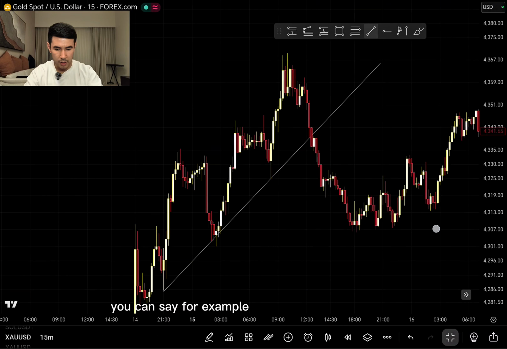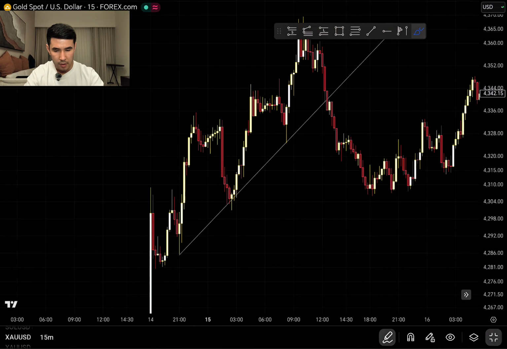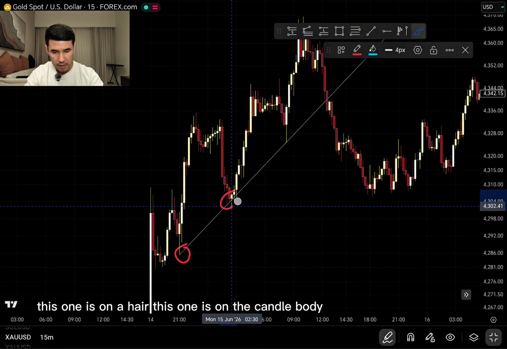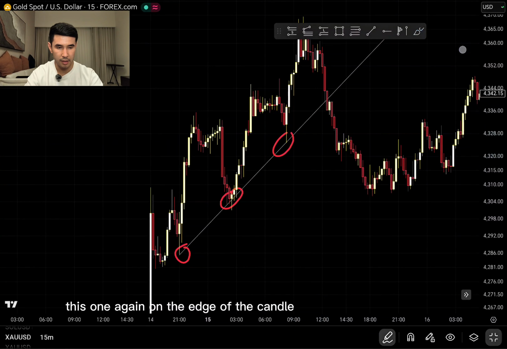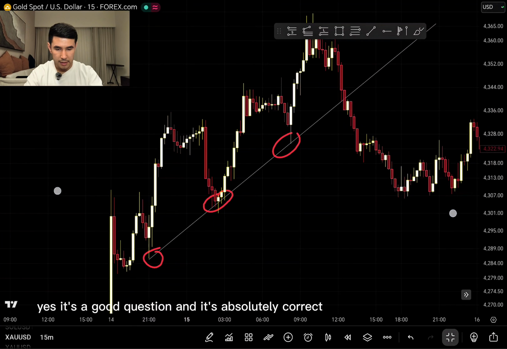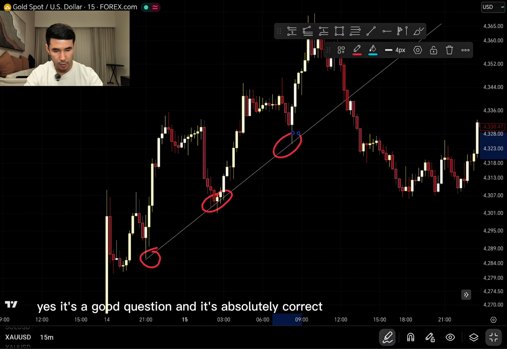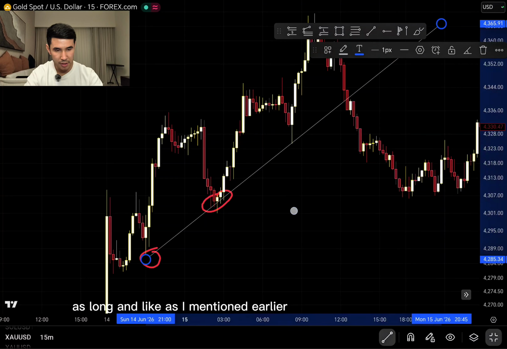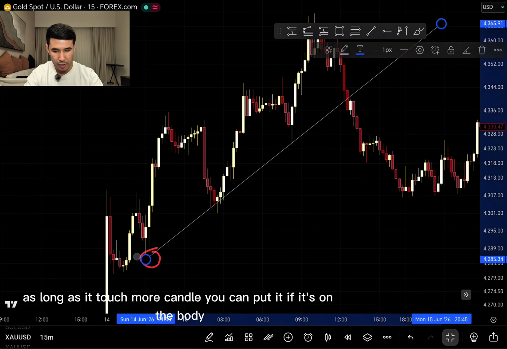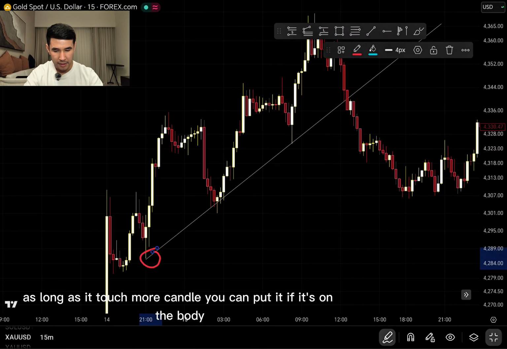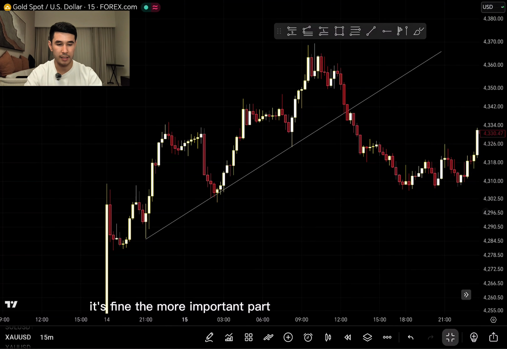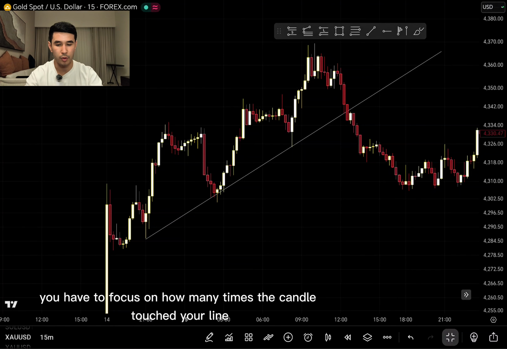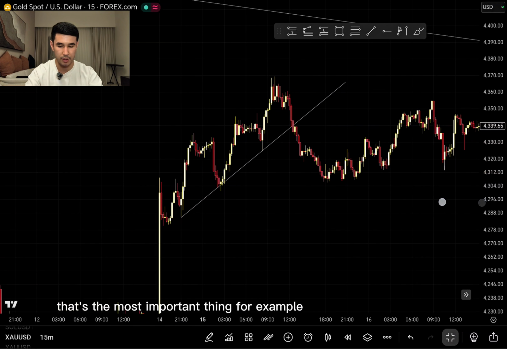Yes. You can say, for example, this one is on a wick, this one is on the candle body, this one again on the edge of the candle. Yes, it's a good question and it's absolutely correct. As I mentioned earlier, as long as it touches more candles, you can put it. If it's on the body, if it's on the wick, it's fine. The more important part is to focus on how many times the candle touched your line. That's the most important thing.